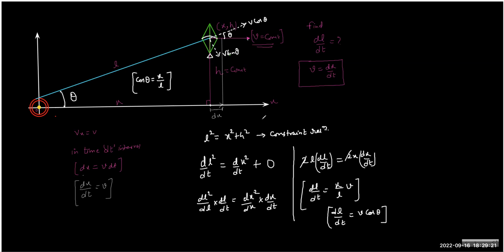Is this clear? So in time dt, the V cos theta will pull the thread by how much? DL length.